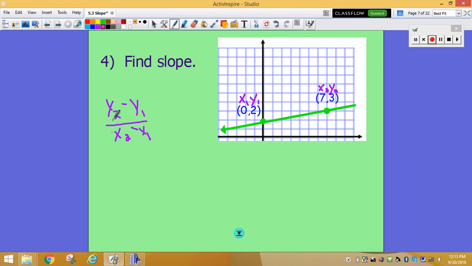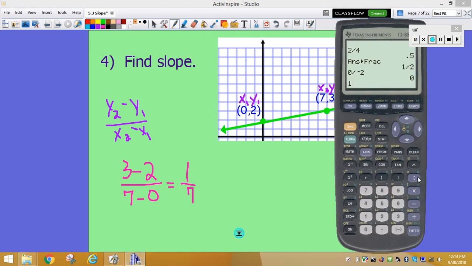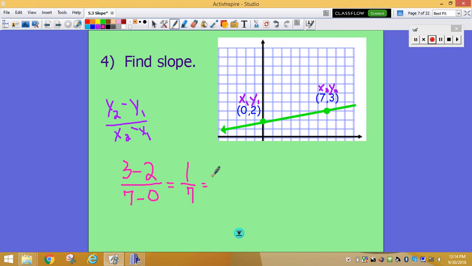So let's plug in. What did I label y2? 3 minus y1 was 2. On bottom, x2 was 7 minus x1 was 0. 3 on top, 3 minus 2 is 1. On bottom, 7 minus 0 is 7. Let's divide them. 1 divided by 7. It's a long decimal. Again, change it to a fraction. Hit math, enter, enter. And 1 over 7 just reduces to 1/7.